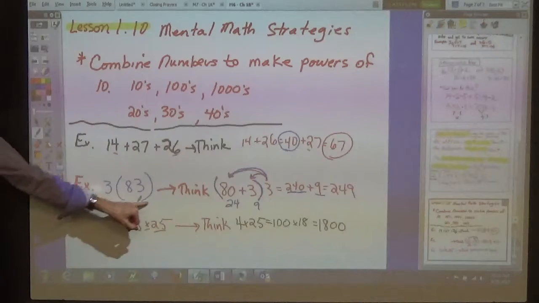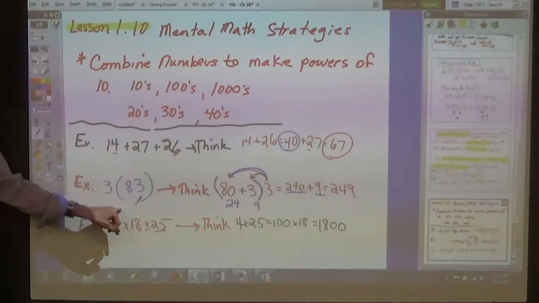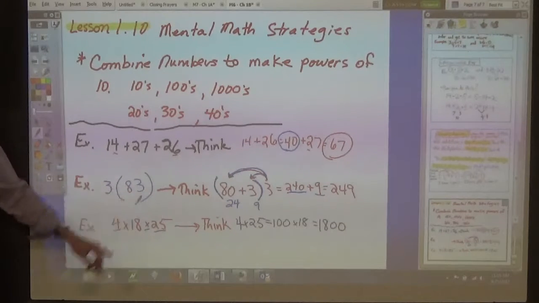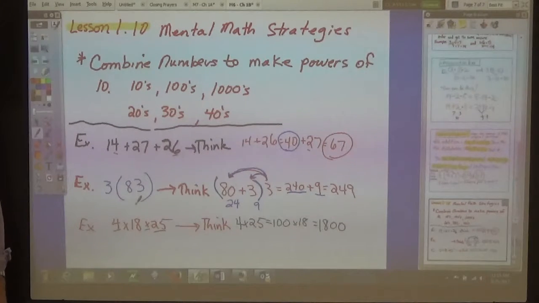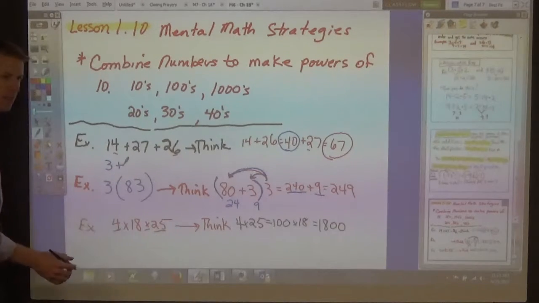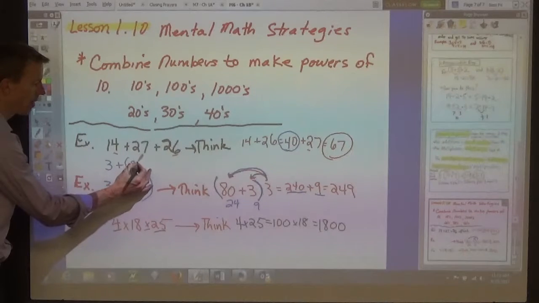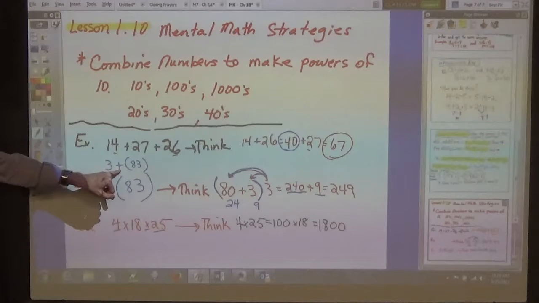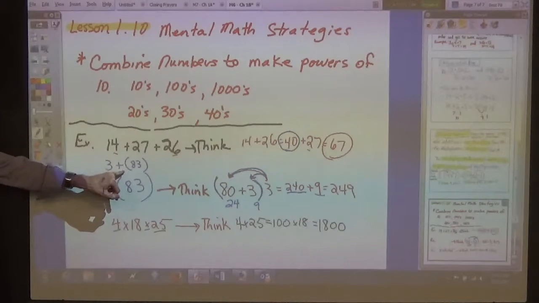this is how you read this expression. 3, and then since there's parentheses around it, it means times 83. Okay? 3 times 83. Now, if it was 3 plus 83 like this, sometimes you'll see a parentheses around it, but there's a plus sign outside of it. Then that doesn't mean times. That actually just means plus.